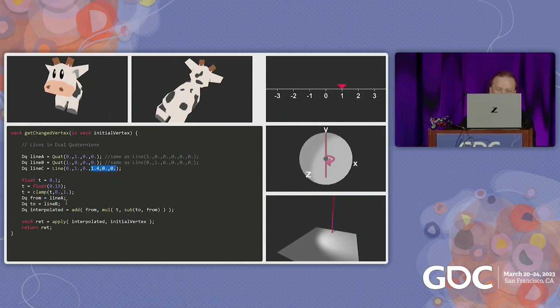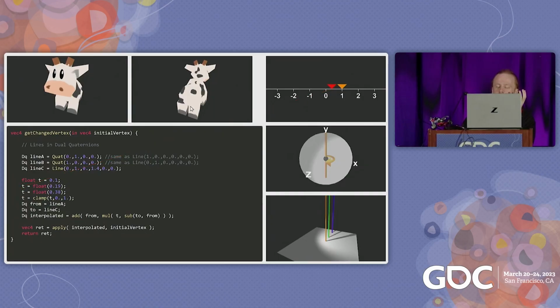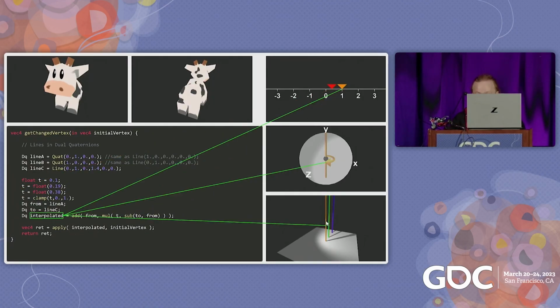And we can interpolate these as well. So I'm going to interpolate from one of the lines to the one that's displaced from the origin. This is very exciting. So look at that. And again, in the bottom right-hand corner, we've got the green line going from the orange line to the purple line. And if we look at the cow up here, this is the cow having had a 180-degree rotation applied to it, but it's a 180-degree rotation around the green line, so it's a line that's not through the origin, so it's translating the cow as well.